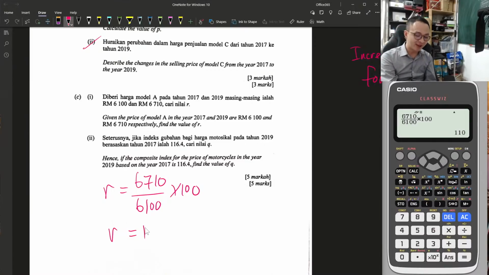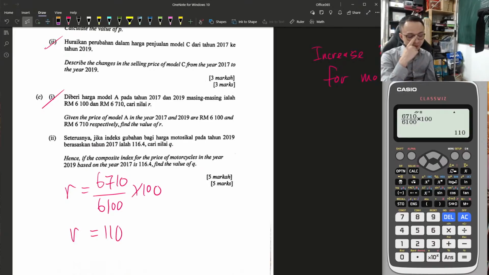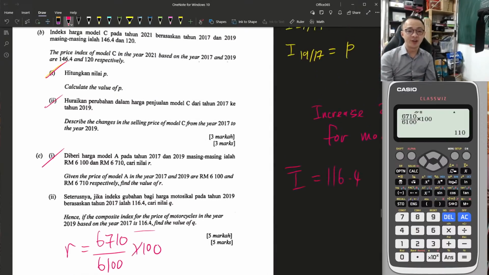I'm doing the index number rule, so I got the A. I believe it's just 2 marks maybe. Okay, then for part 2, if the composite index for the motorcycle for 19 based on 17 is 116.4. Okay, composite index is 116.4. Find the value of Q.